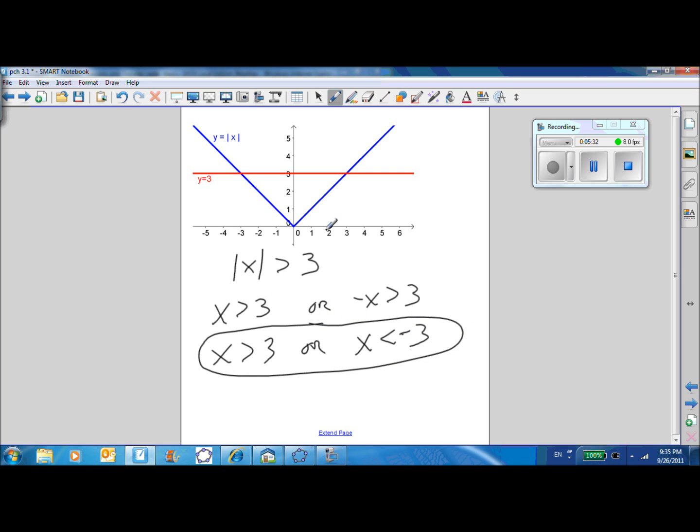And we can see why here. Why, or when, is the absolute value graph, that is the blue graph, above the red graph? Well, right in here. We're above here, and we're above over here.